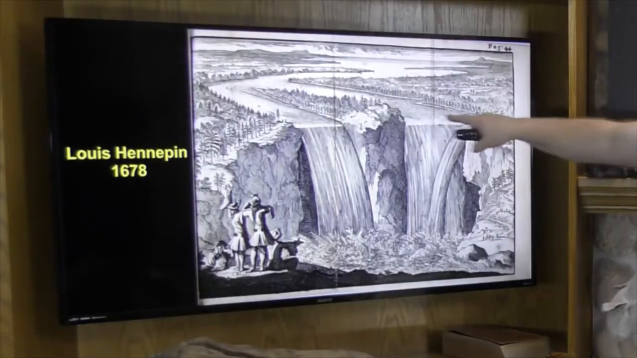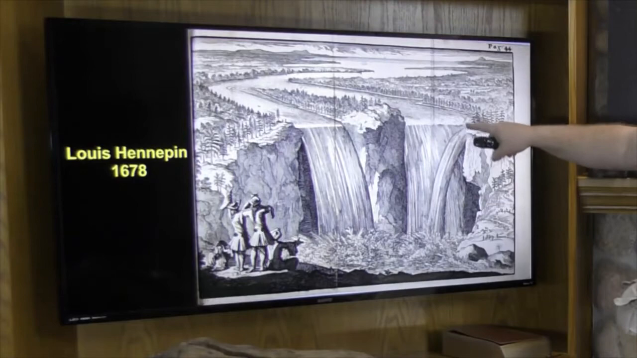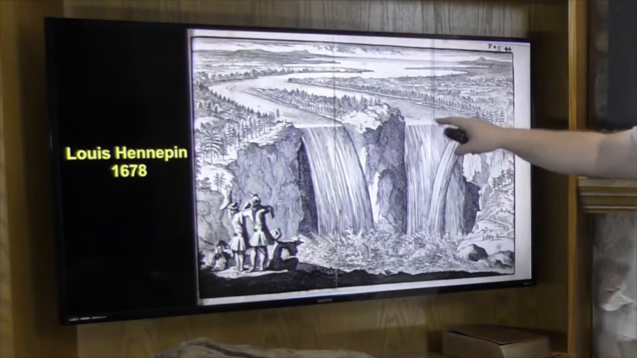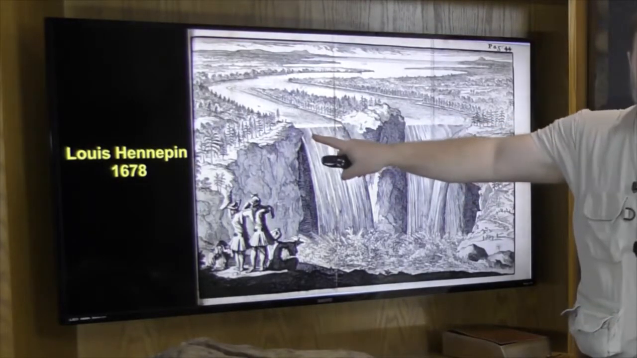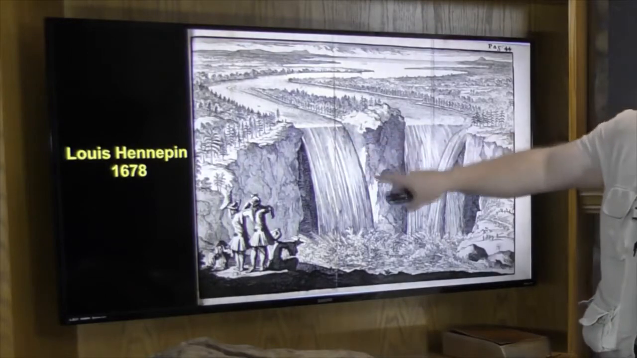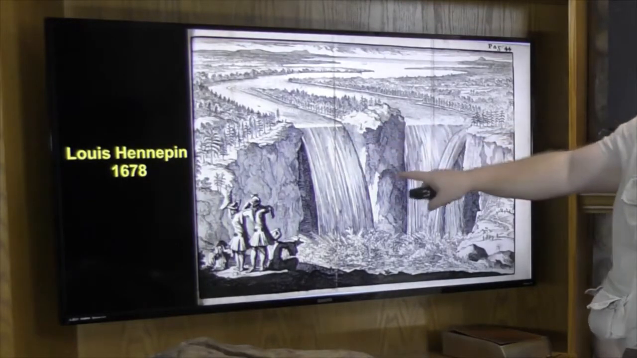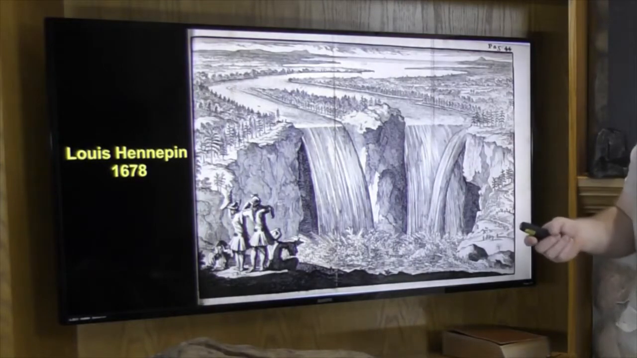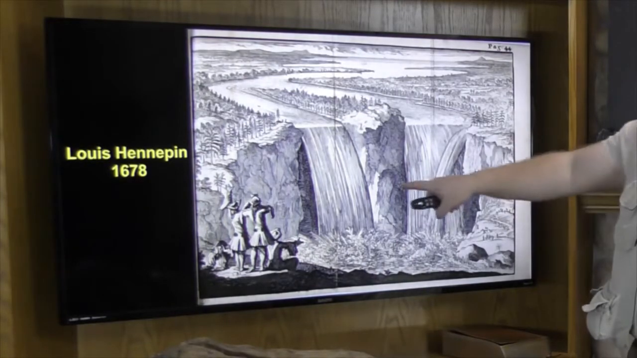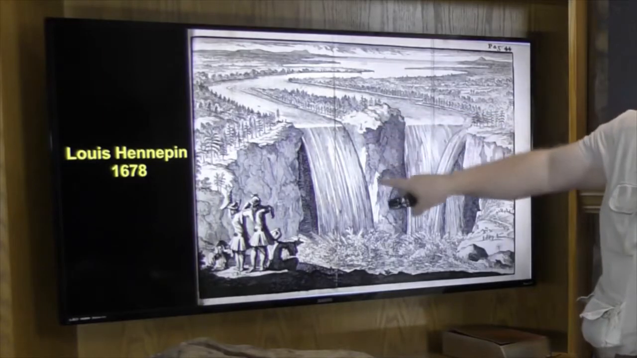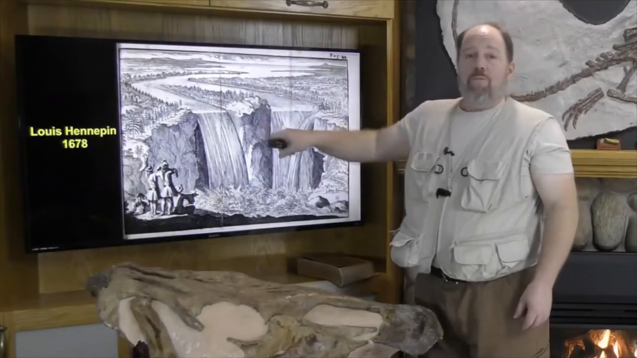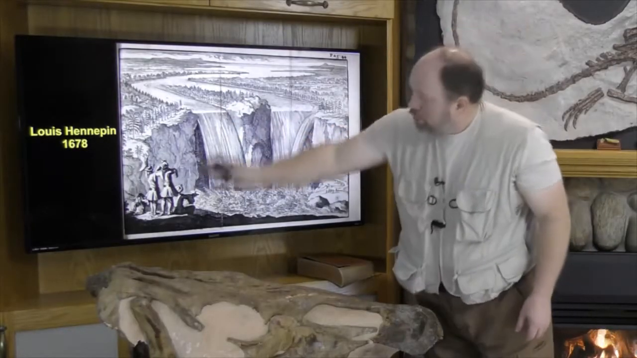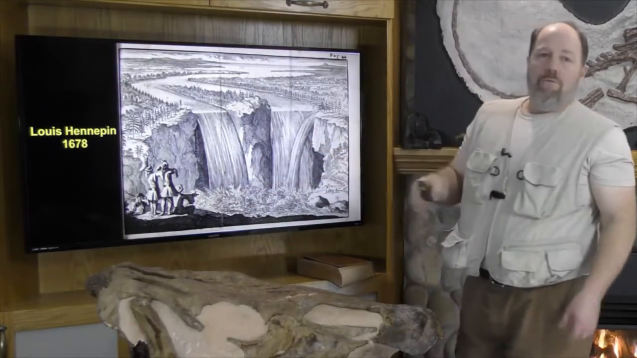Here's the Horseshoe Falls, and then what today is known as the American Falls. An island in the middle. I'll elaborate on that island in a second, because previously I, and just about everyone else, had assumed that this was the modern day Goat Island. Obviously, this would have been drawn from the New York side of the gorge.